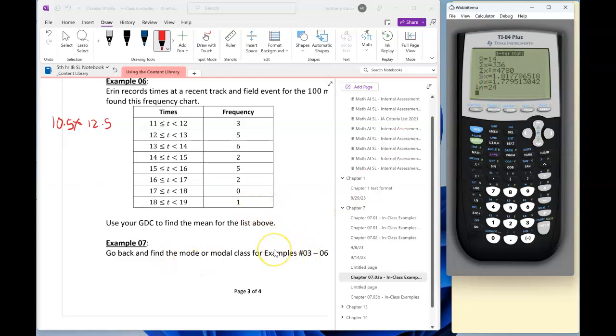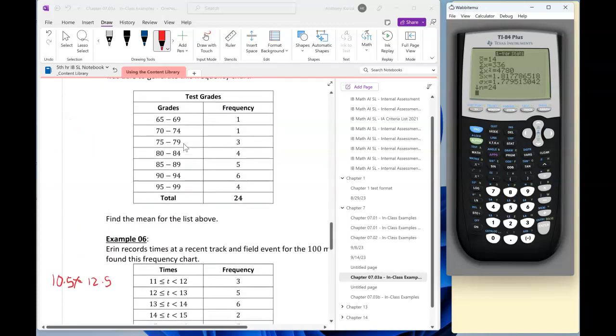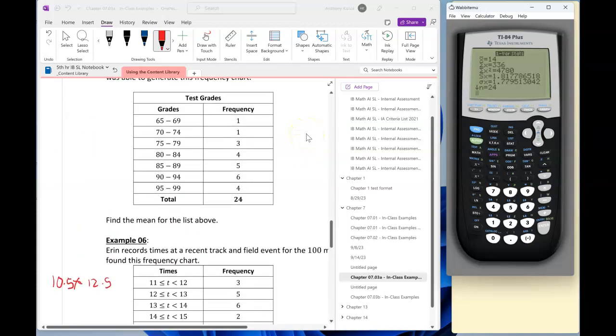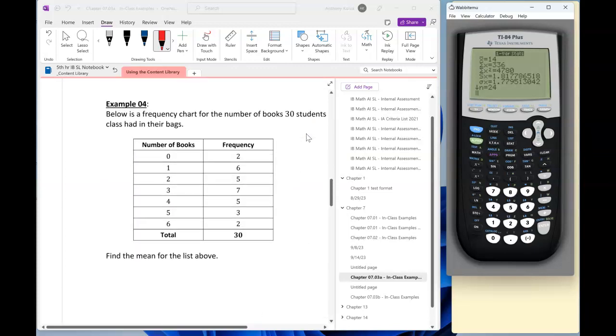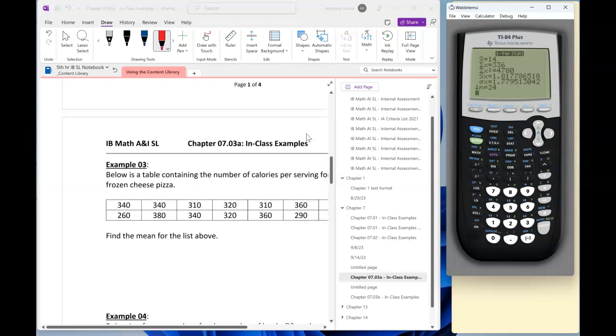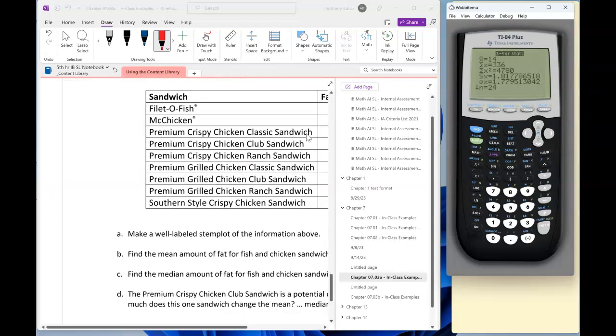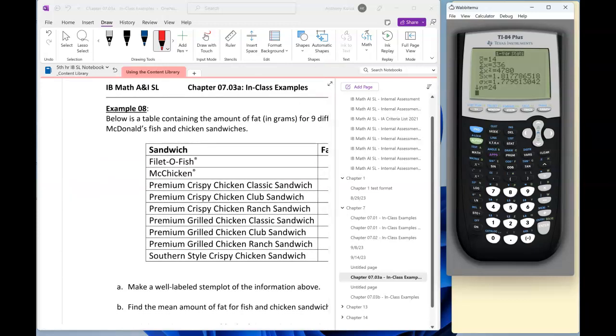If we want the modal class for these last three with the frequency tables, how do I do that? Do I need my calculator to do this? No, man. What's the modal class for this one going to be? Which class is the most frequently occurring? 13 to 14, right? How about what's the modal class here? 90 to. Good. What's the modal class here? 3. Okay. All right. Easy enough there, right?